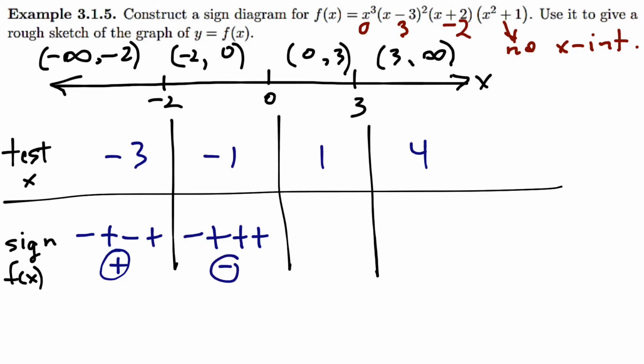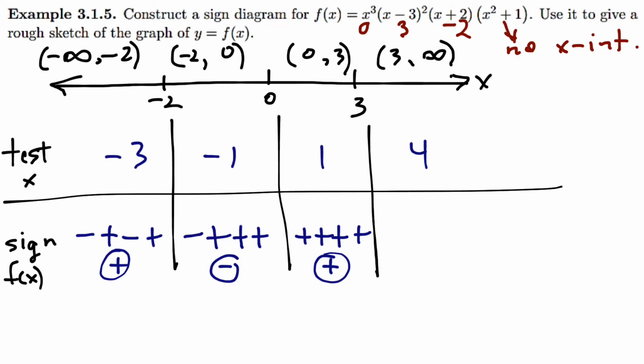All right, so moving right along, I'm going to substitute the test x of 1 in, so that's positive. Then this is squared, so that's positive. So I've got 2 positives so far. And then this third one here is going to be 1 plus 2, that's positive. And then the last one we said is always going to be positive because of that square. So I've got 4 positives, so that part is positive, which means it lies above the x-axis.